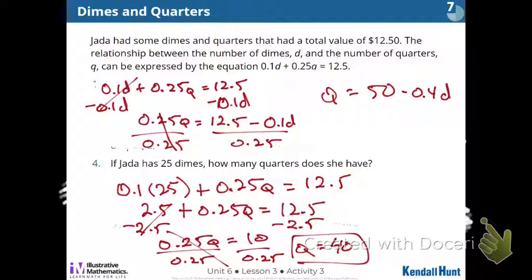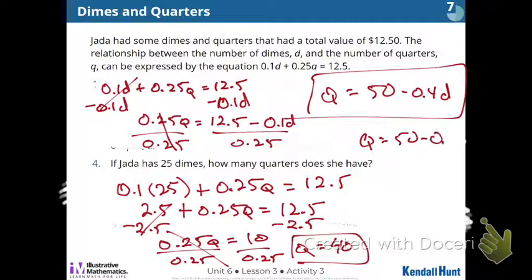Now, what's nice about this is 0.1 divided by 0.25. Here's what's cool about this. No matter what number of dimes, what did number 5 say? How many dimes? 30. So if I wanted to, I could do Q equals 50 minus 0.4 times 30. Don't do this, but what's cool is now that it's solved for Q, I can just slap dimes right there every time, and I'd know how many quarters. It's the rule for quarters with the dimes as input.